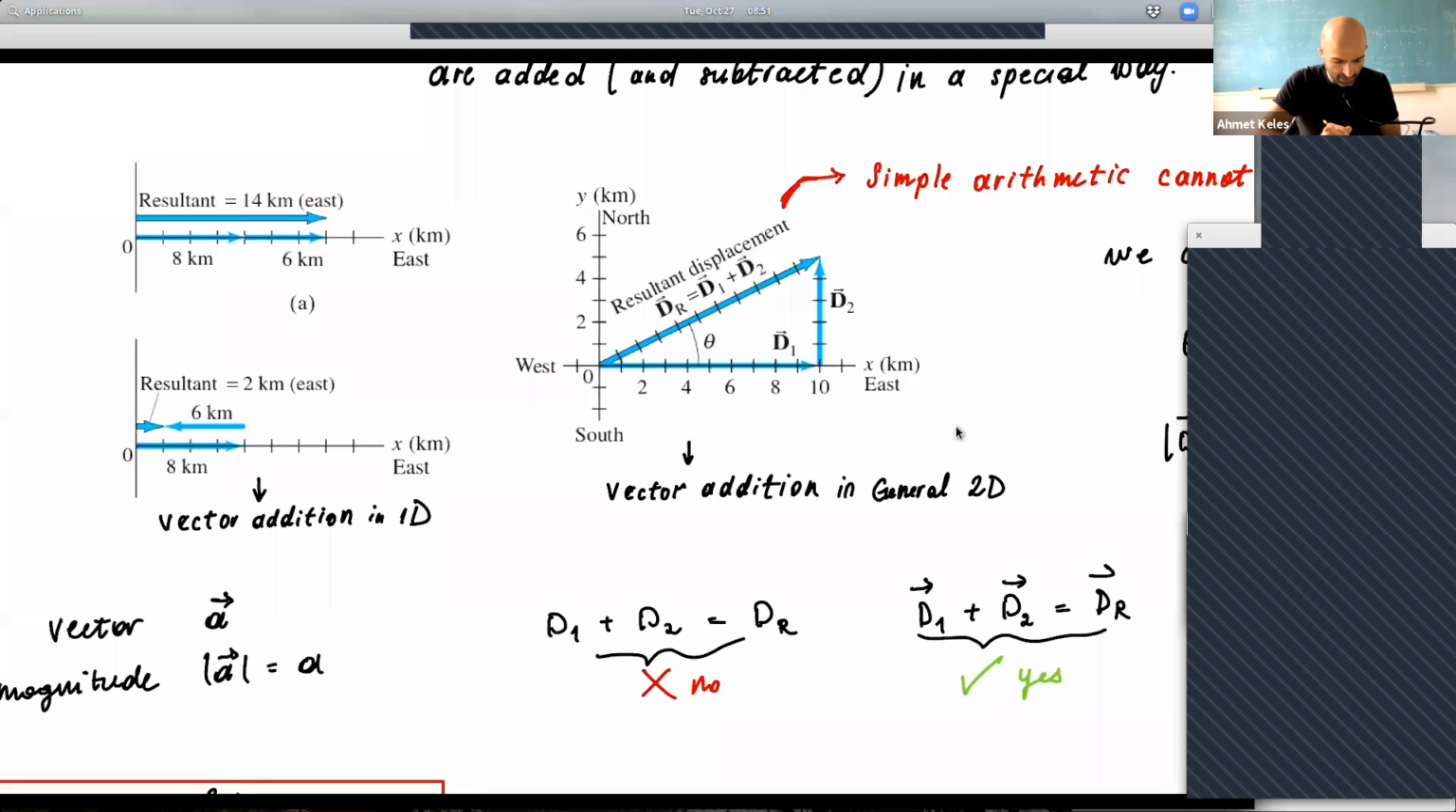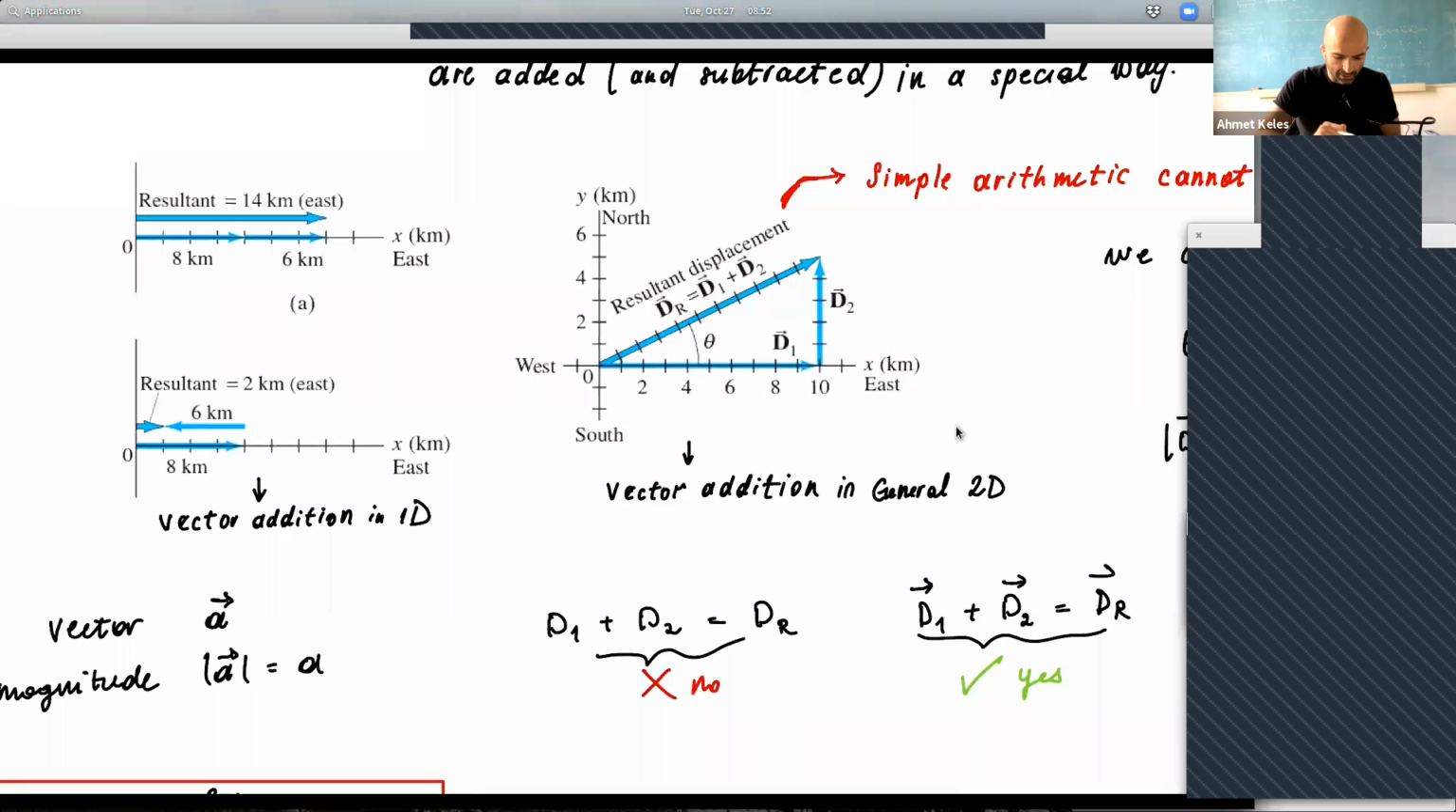You could do the opposite thing. You could walk 8 kilometers and change your mind. You reverse your direction and walk 6 kilometers to the west. And then you can ask the same question, what is the net displacement? In this case, it's not plus, it is 8 minus 6, which is 2 kilometers to the east. So in one case we use a plus sign, in the other case we use a minus sign, and we said, oh, these are vectors, we'll come to that.